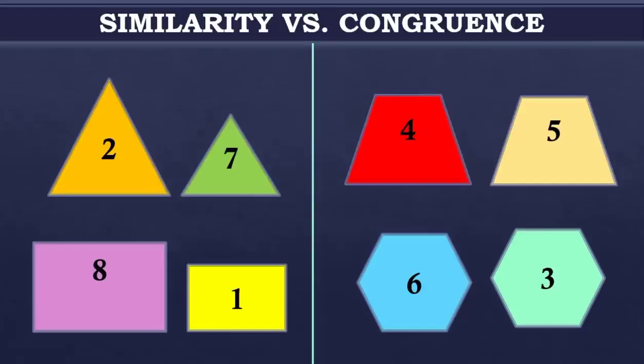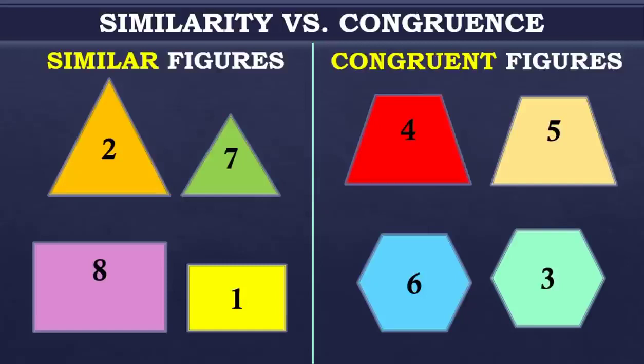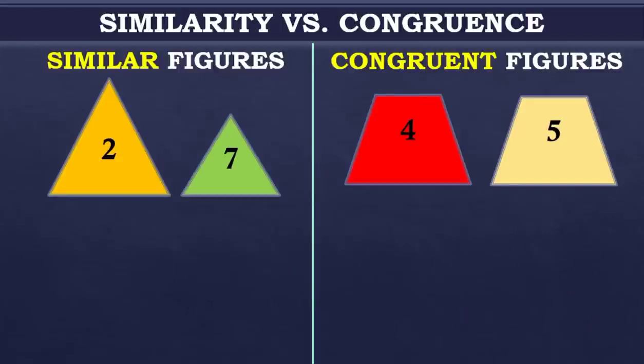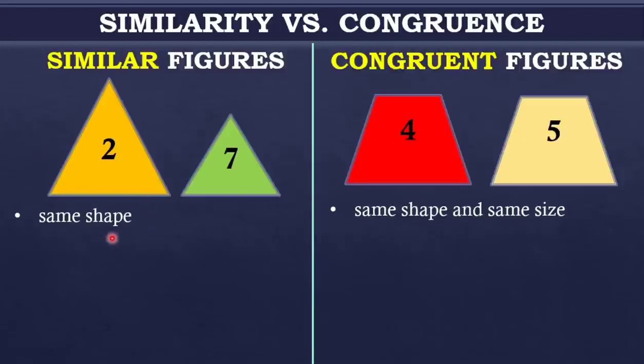So these figures on the left side are similar figures, while these figures on the right side are congruent figures. So what is the difference between these two? So let's remove this other examples. So when we say similar figures, these are figures with the same shape. Okay, so pareho sila ng shape. While congruent figures, these are same shape at the same time same size. Okay? So, as you can see, ang congruent figures natin ay same shape and same size.